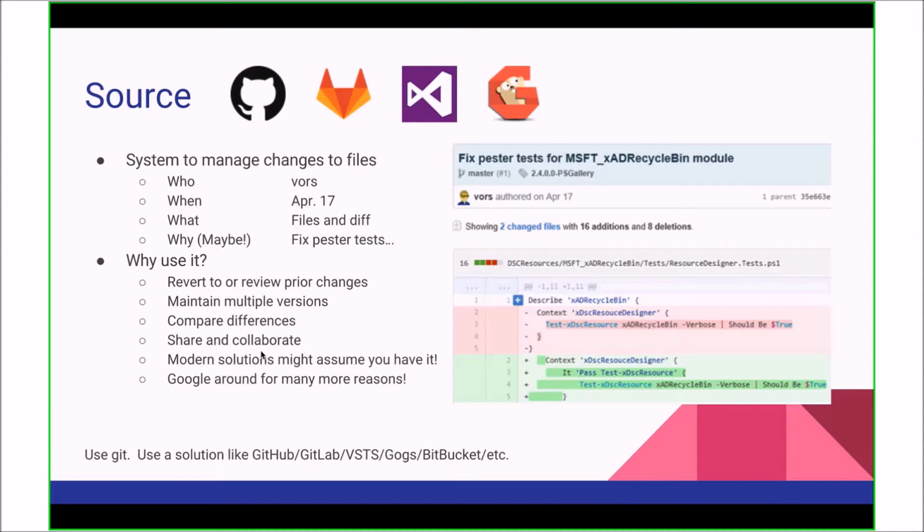Having it as a central source of truth means everyone knows that whatever's in this source control solution, that's the actual true version. It's not going to be on Warren's desktop or on Joe's desktop. So that's kind of important. And it also enables a lot of the pipeline that we're going to talk about today.